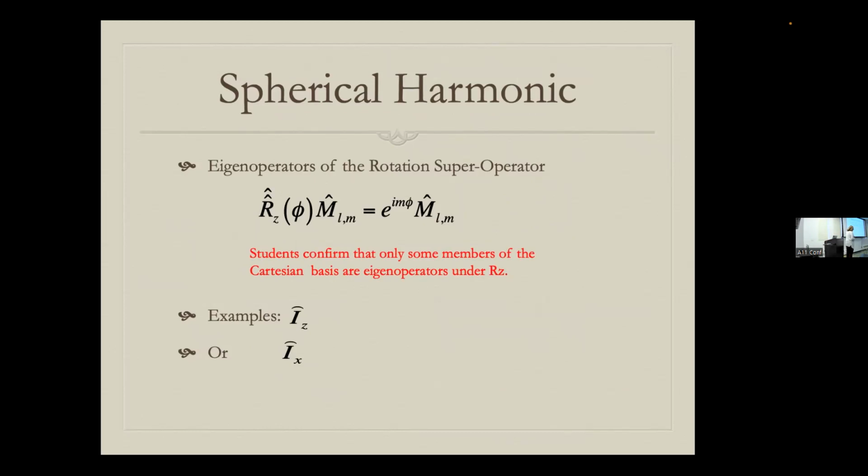Now, you can check that. I've given you the 9 Cartesian matrices. You know how to write R. You know how to write a rotation around Z. So you can confirm that those matrices I gave you actually are eigenoperators of the rotation superoperator.